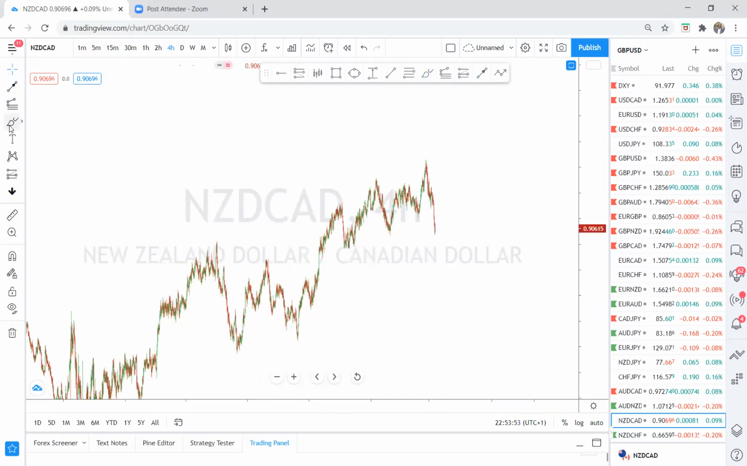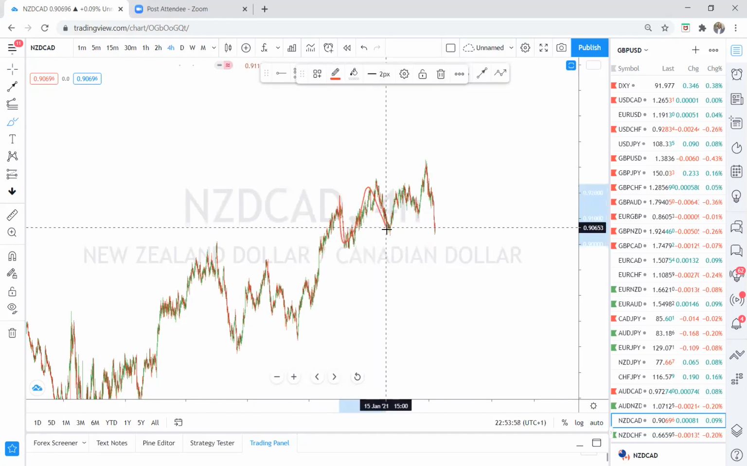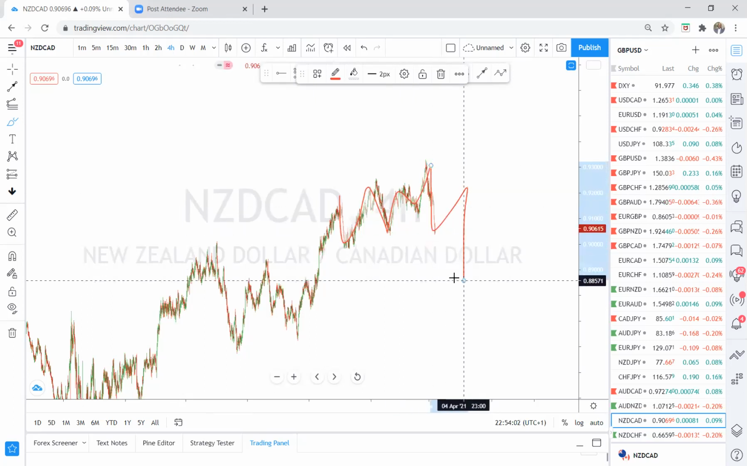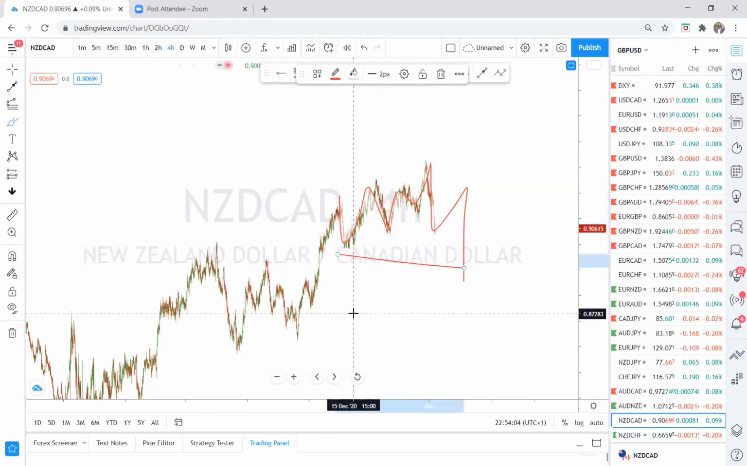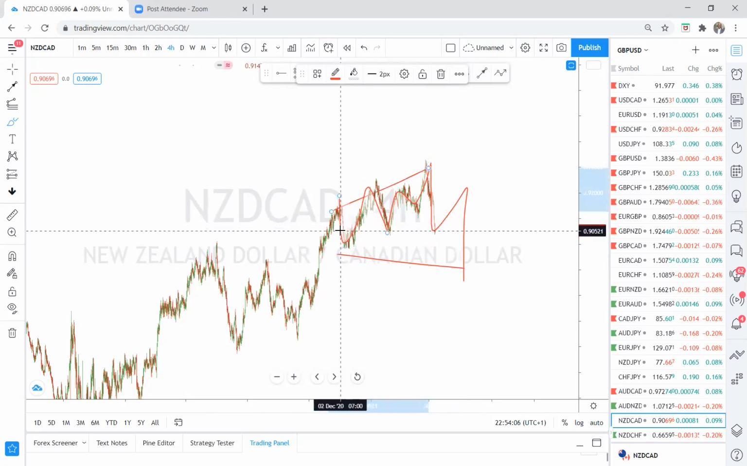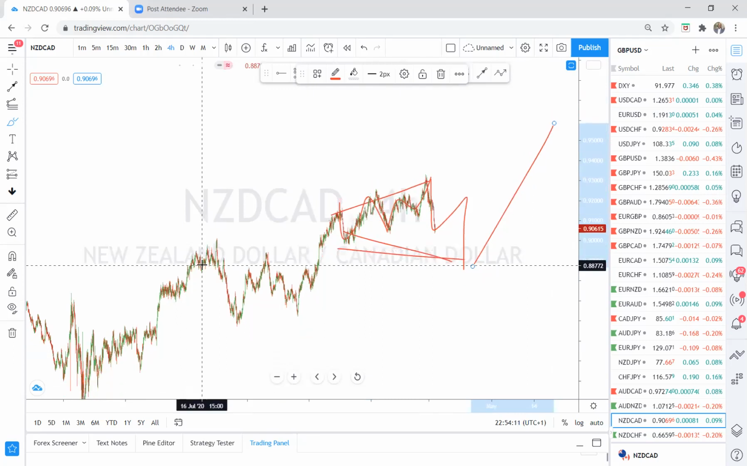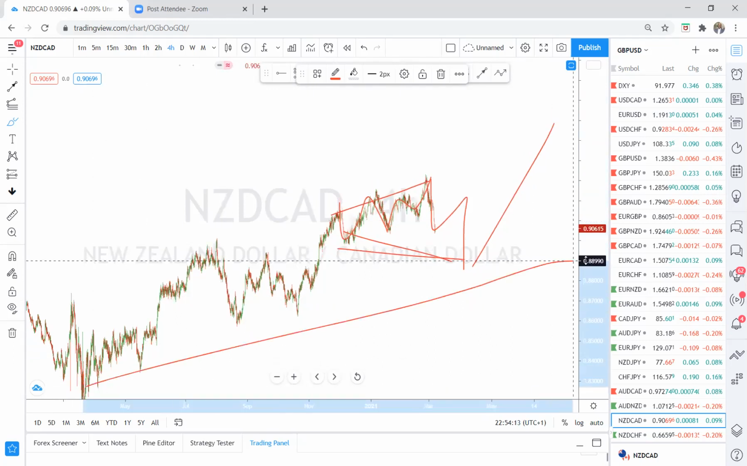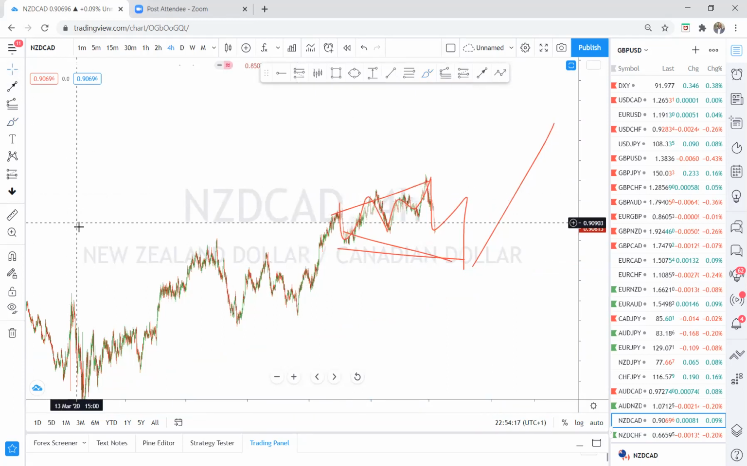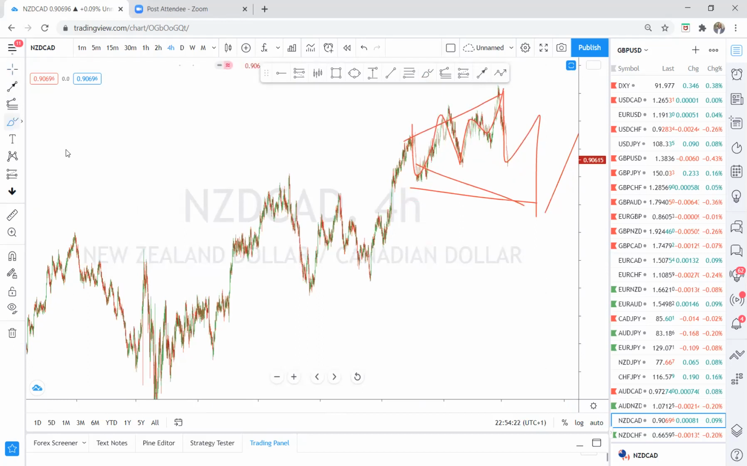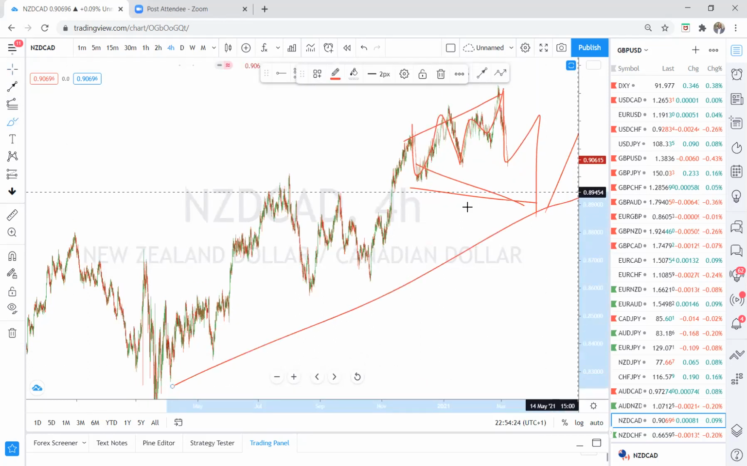Okay, we want a situation where after you have this 3-wave move down, you have 3-wave up, you want a 3-wave move down to break this low. Okay, you want a 3-wave move down to break this low, and from here you can have a push to the upside. Can you see? I will show you what I'm expecting. Right, from here you can have a push to the upside.